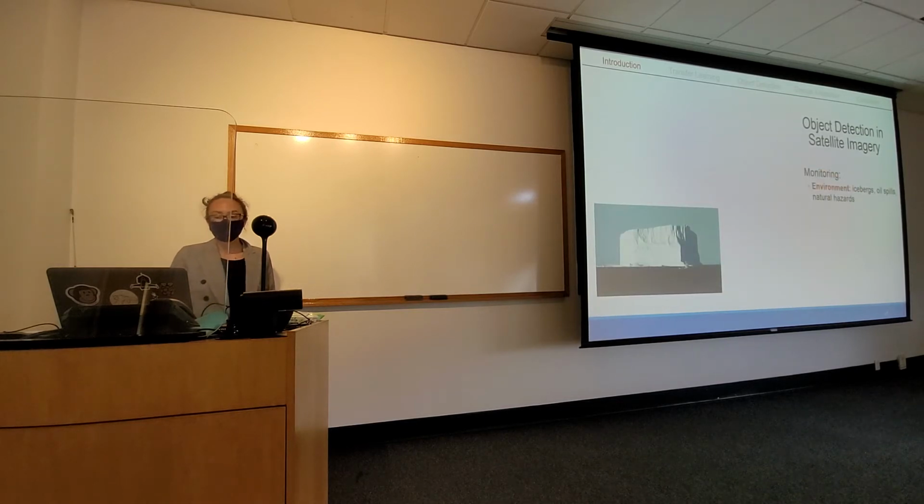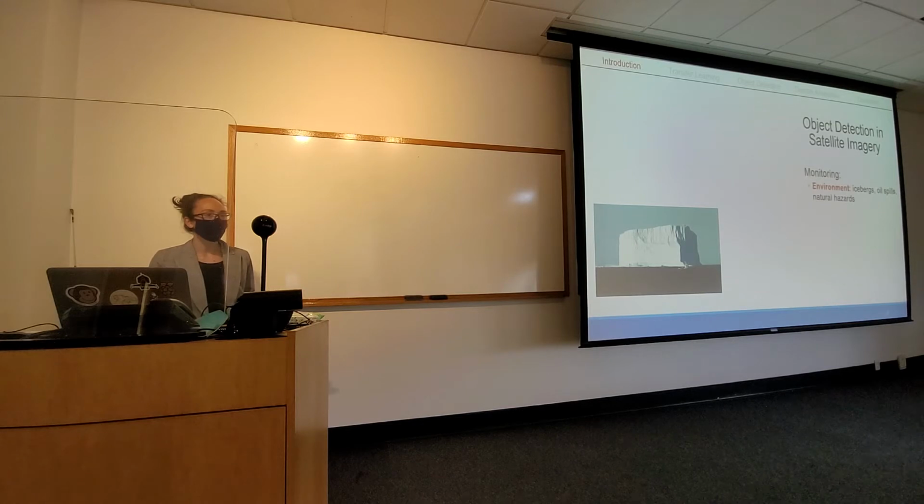So what exactly is object detection used for in satellite imagery? Well, primarily for monitoring the environment. We're interested in detecting and tracking icebergs, sea ice, oil spills, and other kinds of natural hazards like fires, like out in California, as well as earthquakes.